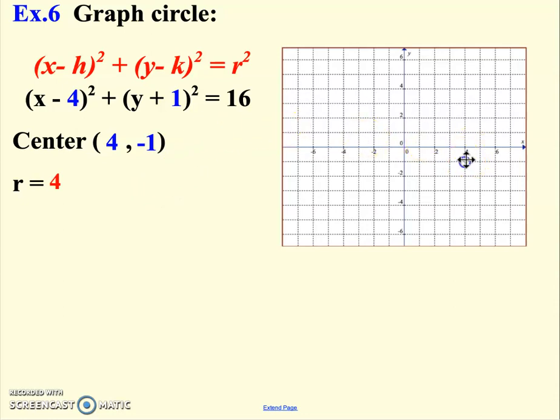So 4, negative 1 as my center. Travel out 4 in every direction. Plot some points to help me draw a little bit better. Oops, sorry, 4 in every direction. There we go. Draw my circle. Okay. So whether you're talking about a circle centered at 0, 0 or centered somewhere else, the drawing part is, again, pretty simple. Go out your radius in every direction, you're good to go.